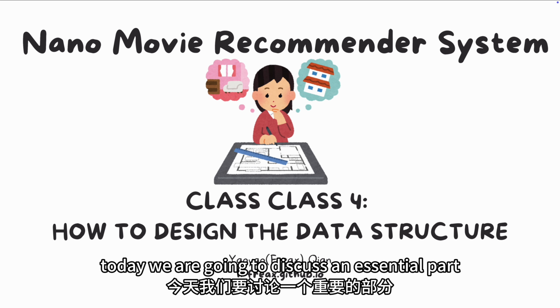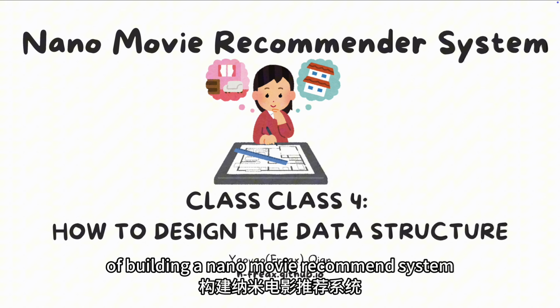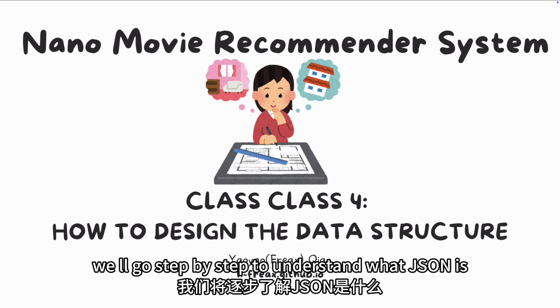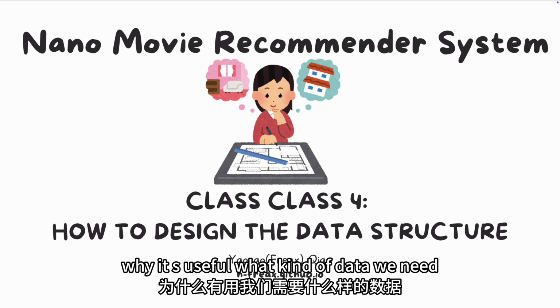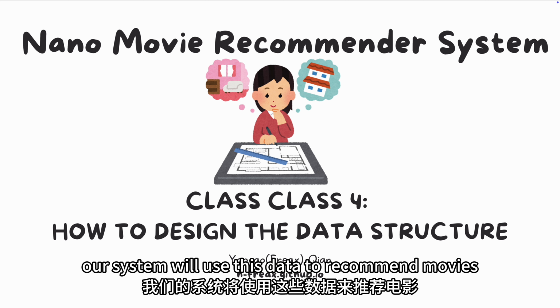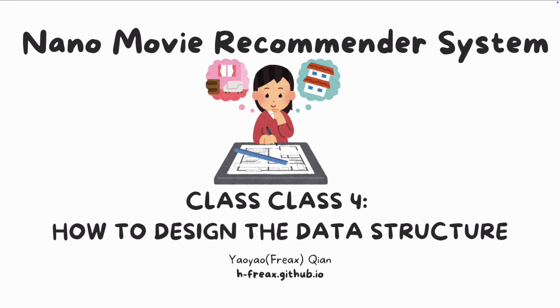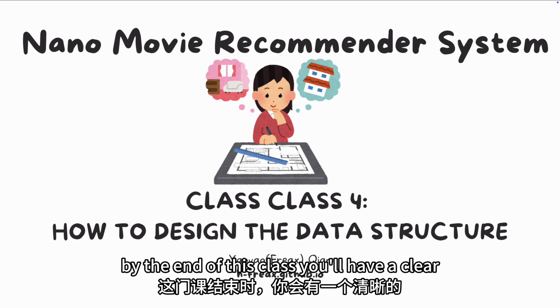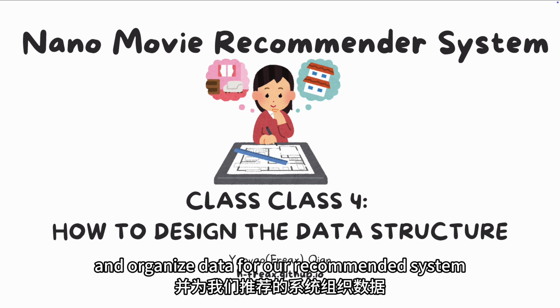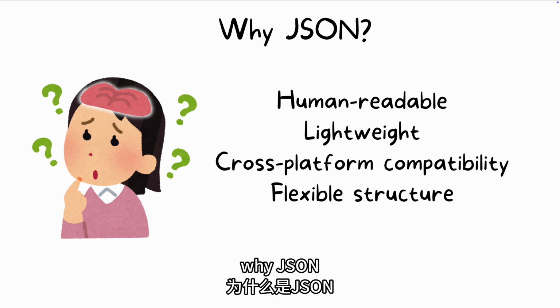Today we're going to discuss an essential part of building a movie recommendation system: designing a data structure using JSON. We'll go step by step to understand what JSON is, why it's useful, what kind of data we need, how to store it in JSON, and how our system will use this data to recommend movies. By the end of this class, you will have a clear understanding of how to structure and organize data for our recommender system. Why JSON?